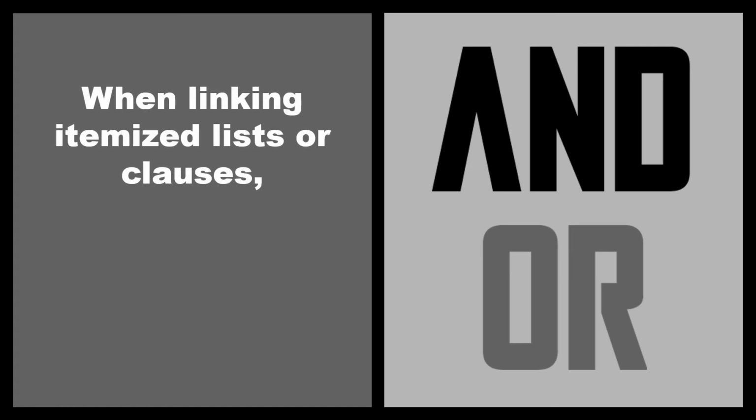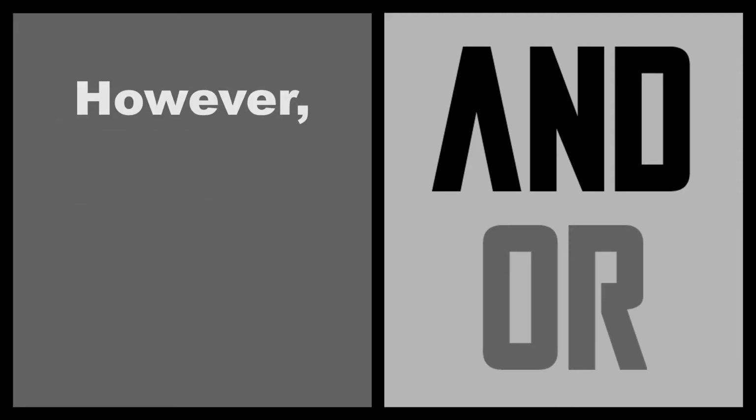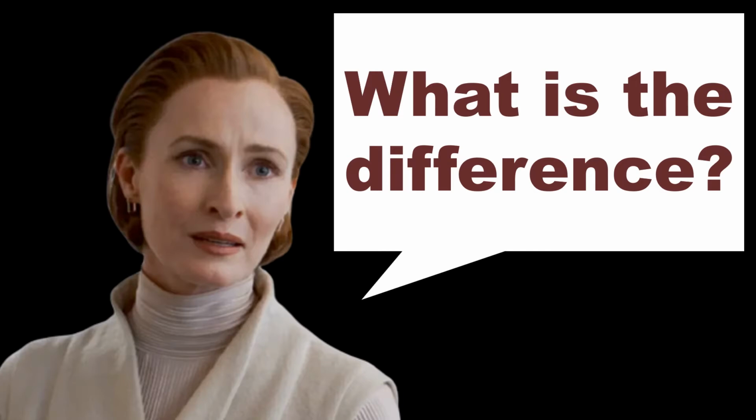When linking itemized lists or clauses, people often use the words "and" and "or" interchangeably. However, they do not serve the same purpose. So the question is, what is the difference between "and" and "or"?